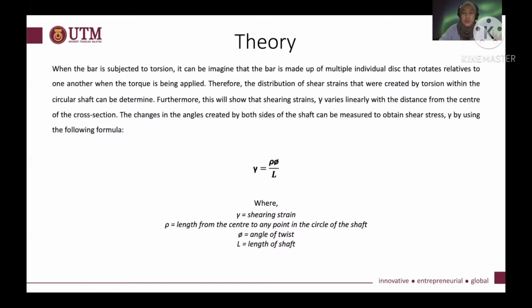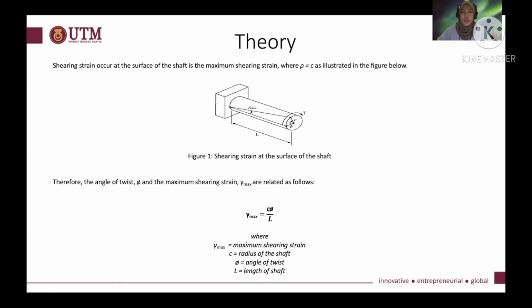Gamma is equal to rho theta divided by L, where gamma is the shearing strain, rho is the length from the center to any point of the shaft, theta is the angle of twist and L is the length of the shaft. The shearing strain that occurs at the surface of the shaft is the maximum shearing strain, and we can replace rho with C, which is the radius of the shaft.